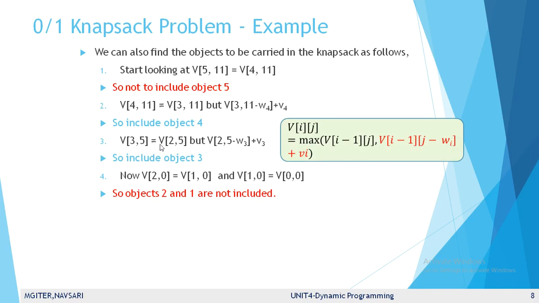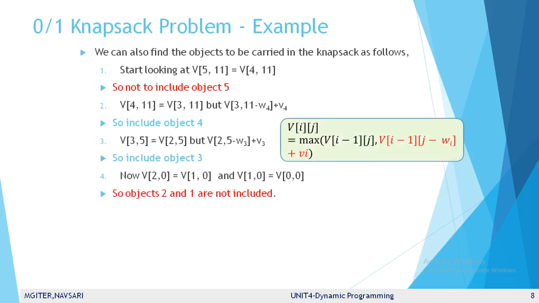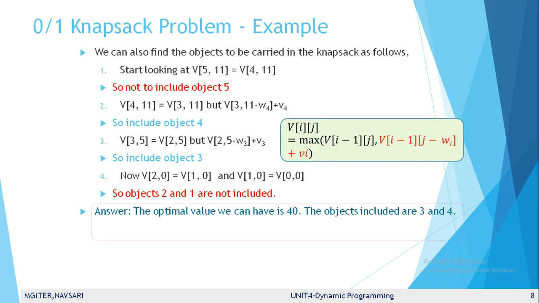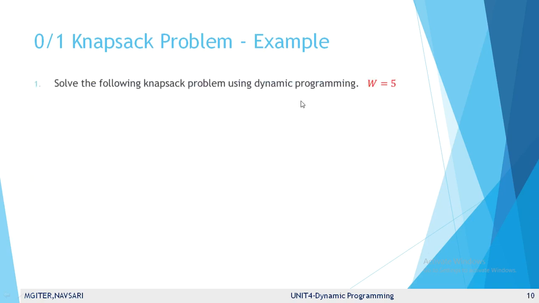V of 3,5 is not equal to V of 2,5, so we include object 3. But V of 2,0 is equal to V of 1,0, and V of 1,0 is equal to V of 0,0, so we cannot include objects 2 and 1. See in the table: here we carry the two objects, object number 3 and object number 4, with the weights of 5 and 6. The optimal value is 40 rupees with objects 3 and 4. Object number 3 has a weight of 5 and object number 4 has a weight of 6, and the profit is 40 rupees.